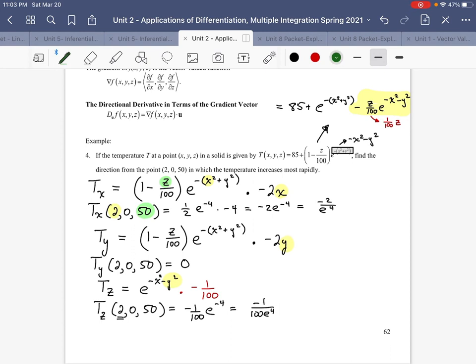Again, direction is all we care about. So I'm looking for the gradient vector in terms of x, y, and z: negative 2 over e to the 4th, 0, negative 1 over 100 e to the 4th.